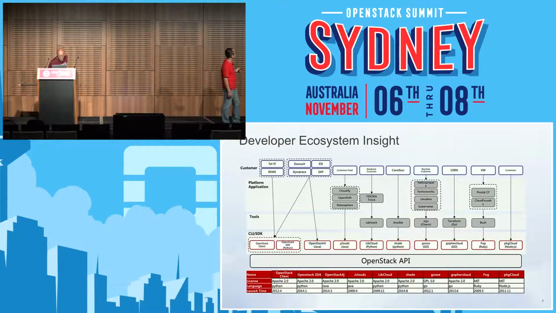The second layer talks about the PaaS framework and the tools. We can see many operating tools are using SDKs also, for example SaltStack, Ansible, Juju, and a lot more.